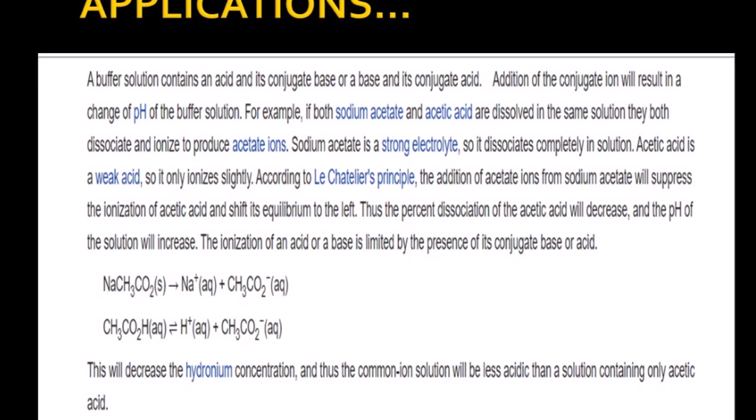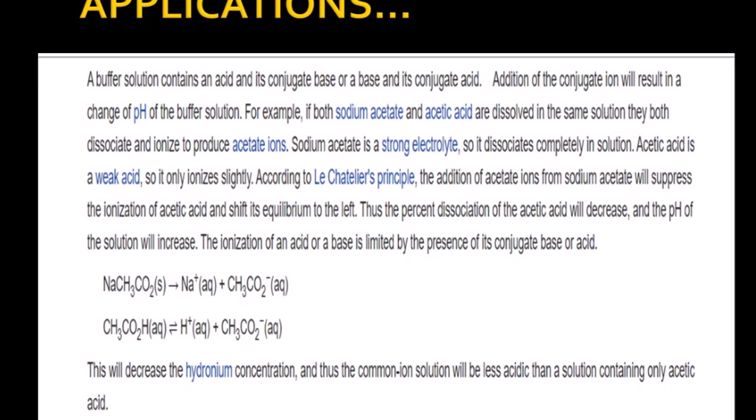NaCH3CO2 is dissociated into Na+ and acetate. That NaCH3CO2 means sodium acetate. Then the following one is acetic acid, CH3COOH, and it is dissociated into H+ and acetate anion. This will decrease the hydronium concentration, and thus the common ion solution will be less acidic than a solution containing only acetic acid. So that's all about the common ion effect.